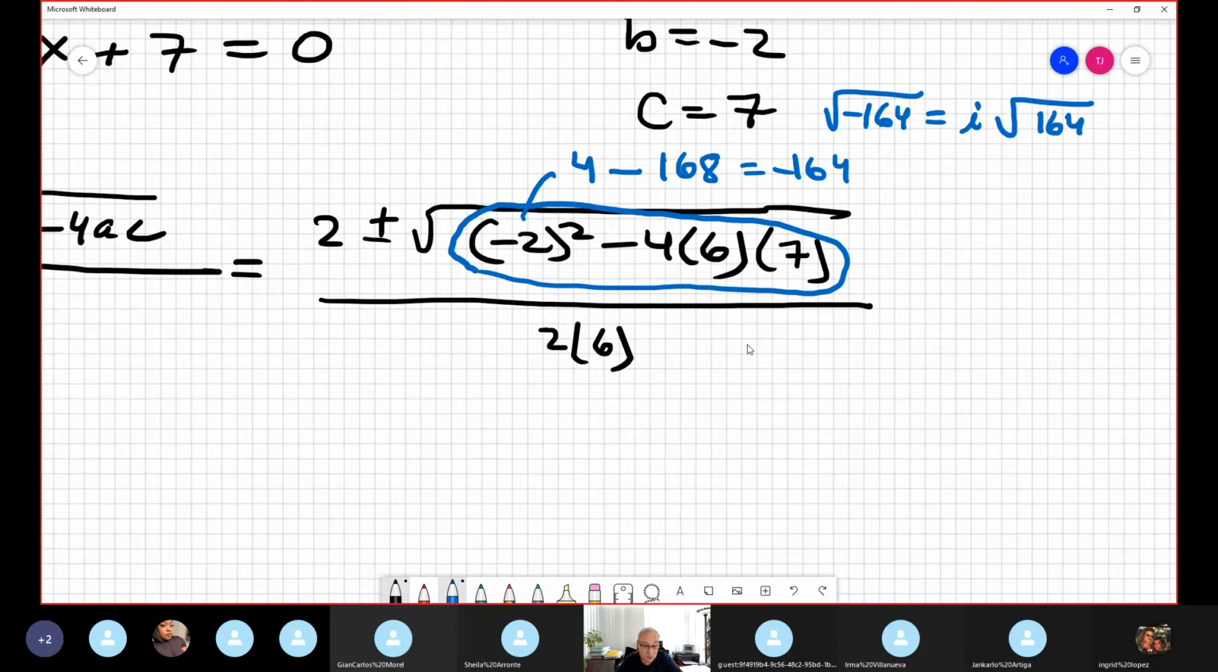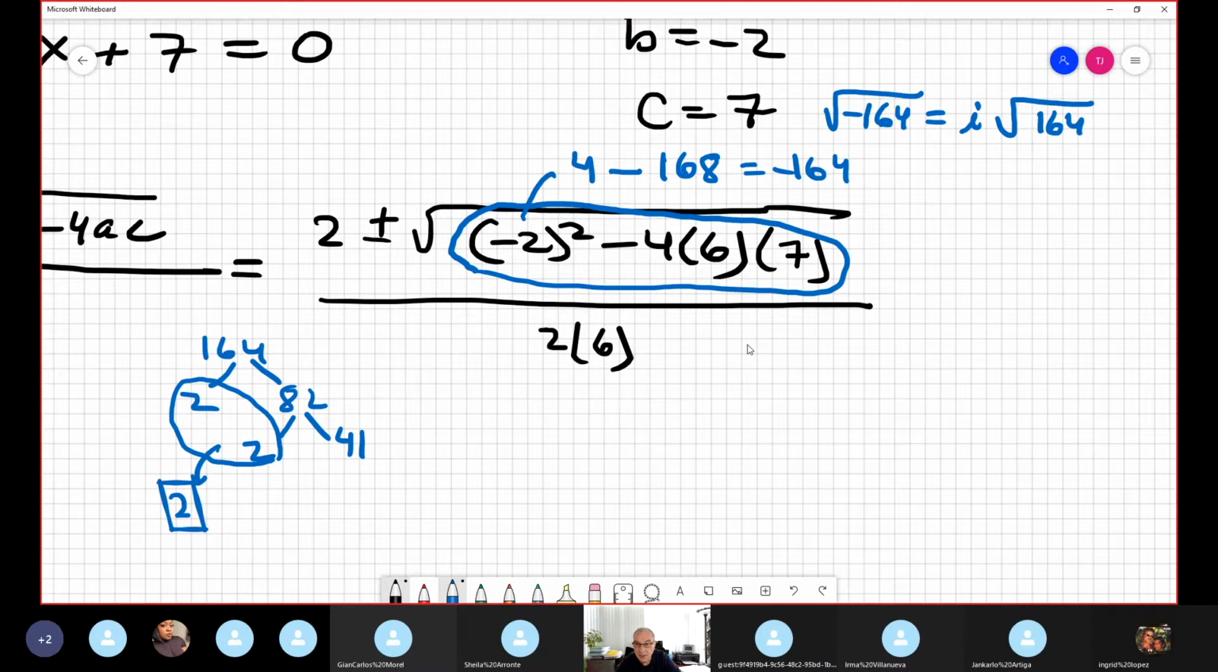And 164, we can do the factorization. Let me try. 164 divided by 2, it's an even number, it's obvious, no? Divided by 2 is 82. Divided by 2 is 41. And 41 is a prime number, which is impossible to break down anymore. Stop here. And this represents a 2 outside the radical. So far we have 2 plus or minus 2i radical 41 divided by 12. And leave it like that?